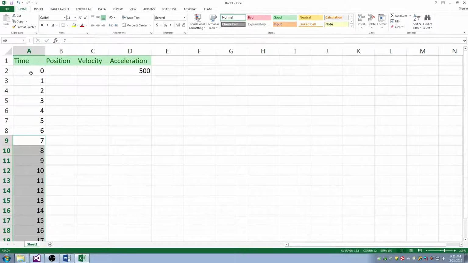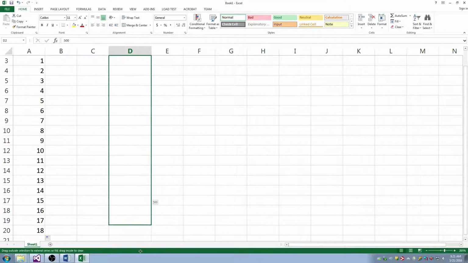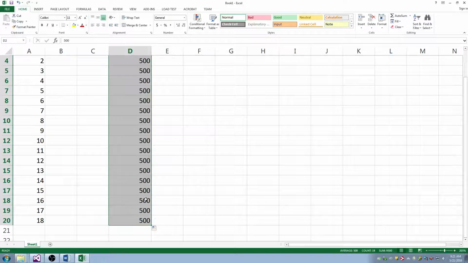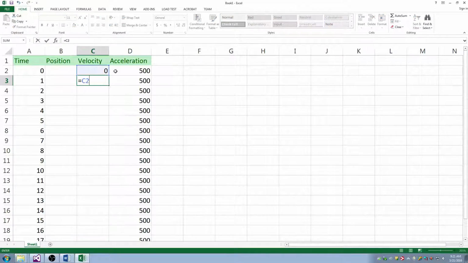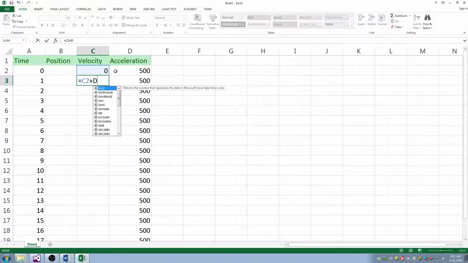So this right here on the left is going to represent time. This is going to represent acceleration. Acceleration never changes. Acceleration is a constant, that gravity is 9.8 meters per second squared. No matter where you are, no matter what time period you're in, this is what the acceleration is. This stays the same. This velocity starts at 0. And then it's going to be equal to what it previously was plus the acceleration here. So I'm going to say D3.